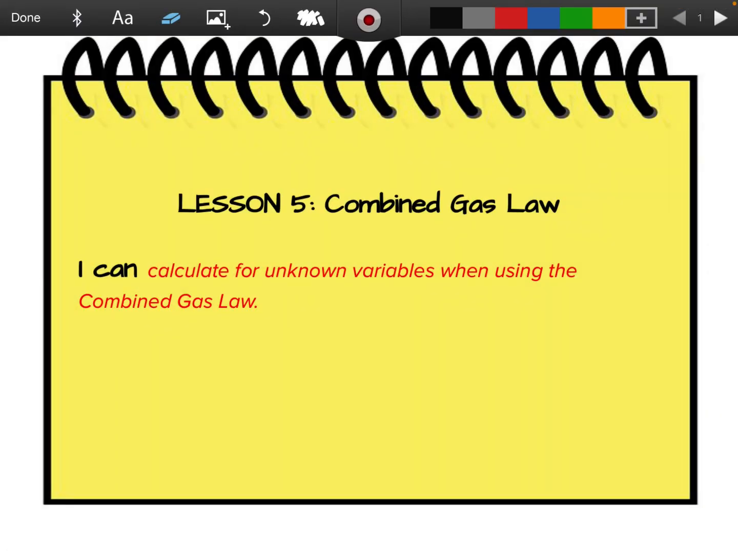The notes for Unit 6, Lesson 5 will cover the combined gas law. This is the fourth gas law that we will learn and practice this unit. We have Boyle's law, Charles' law, Guy-Lussac's law, and then the fourth one is the combined gas law. After the notes for today, you will be able to calculate unknown variables when using the combined gas law. Make sure you have your notes packet and a calculator.